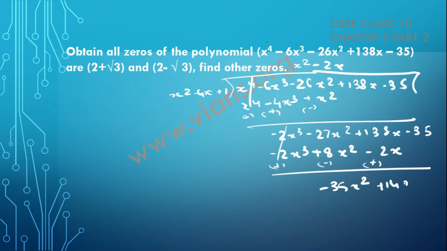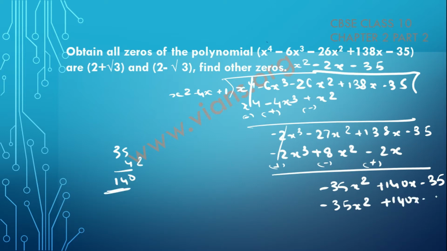Plus 140x minus 35. So that becomes, if I multiply this by minus 35, I'll get minus 35x square. 35 into 4 is 5 4s are 20, 4 3s are 12, 13, 14. So that becomes plus 140x minus 35. Reverse the sign, you will get 0, right?